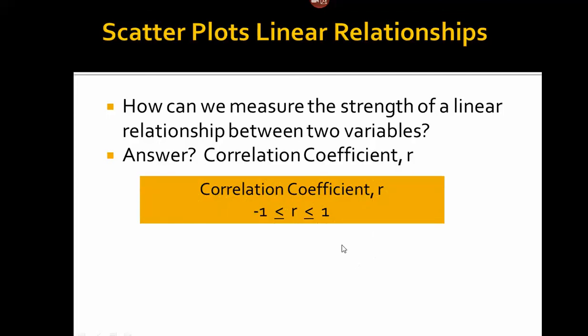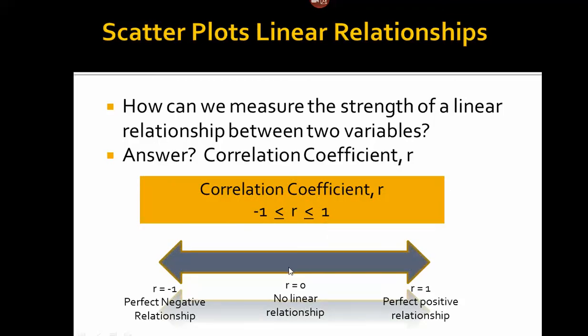Basically, the way R works is the closer R is to 1 or the closer R is to -1, the stronger the relationship. So R is a value that goes between -1 and +1. And the closer R is to either end, either a -1 or a +1, the stronger the relationship. And the closer R is to 0, 0 is the point where we have absolutely no relationship, no linear relationship whatsoever.